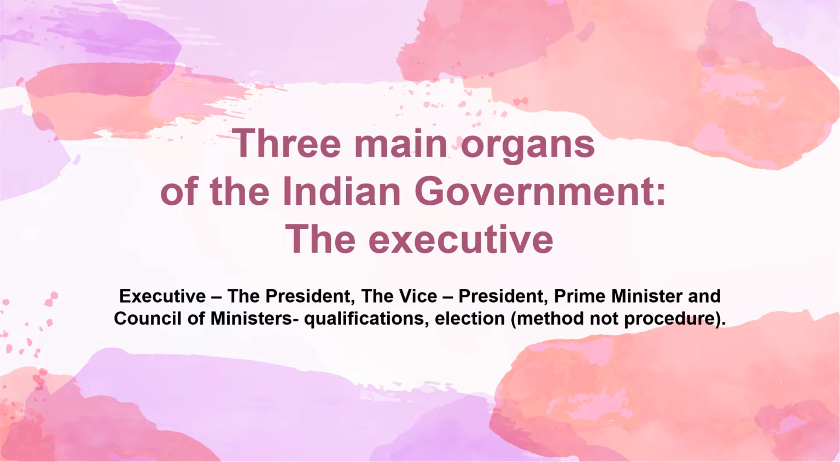Today you already know what the legislature is. The legislature is made up of the Rajya Sabha and the Lok Sabha. Today we are going to discuss the executive. The executive is made up of the president, the vice president, prime minister, council of ministers. You have to learn their qualifications, election.